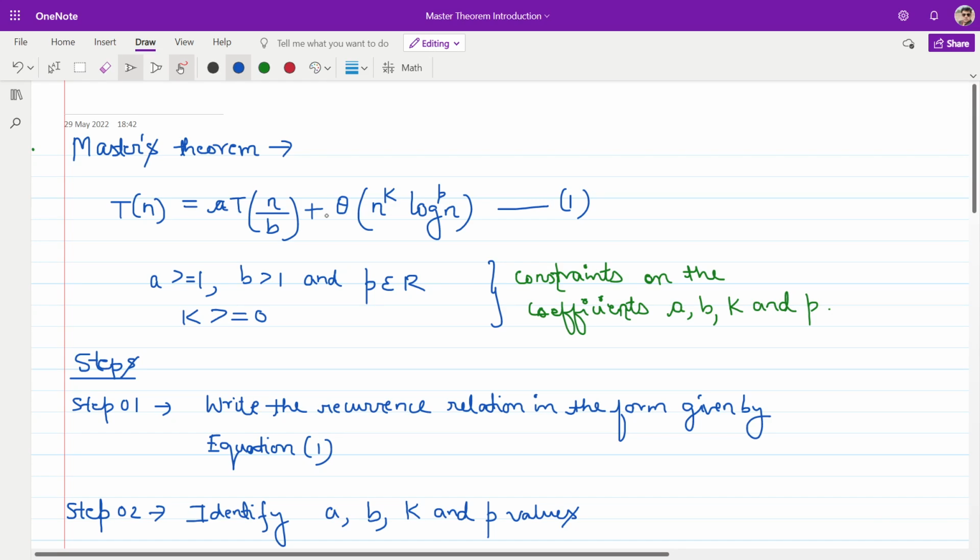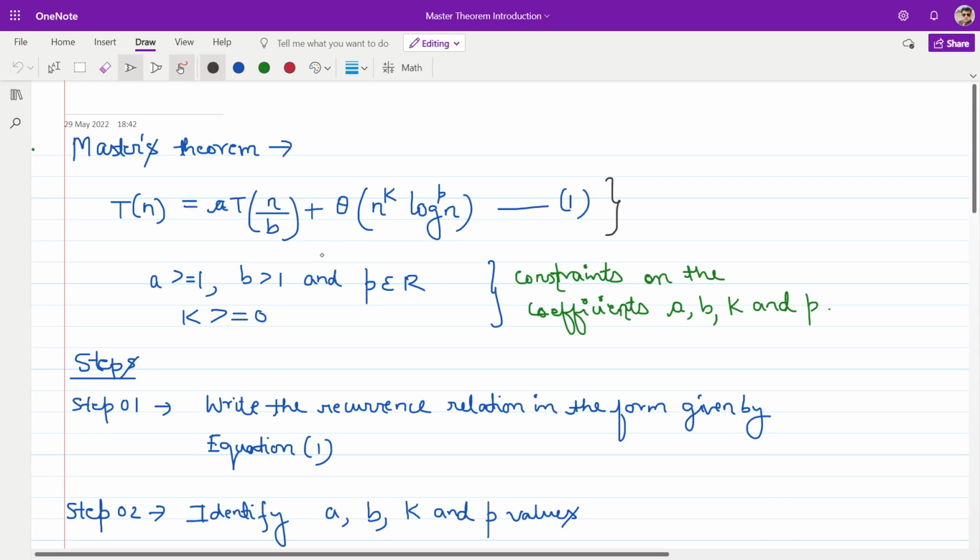You already know that Master's Theorem is basically used to find out the time complexity of a recurrence relation. The thing that needs to be noted is that not all recurrence equations can be solved by using Master's theorem. Only those recurrence equations can be solved by Master's theorem that can be written in the form a times T of n by b plus theta of n to the power k log n raised to the power p.